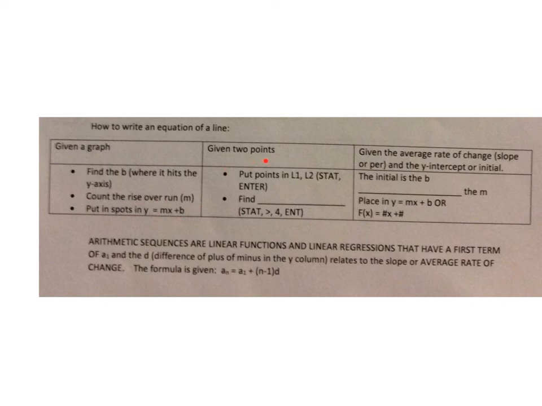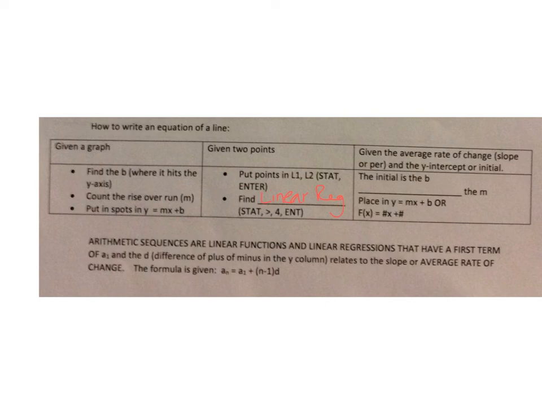Given 2 points, the easiest way is by using your calculator. You're going to put your points into L1 and L2. Then you're going to hit stat enter. By hitting stat enter first, you can go ahead and put them into L1 and L2. Then you're going to hit stat calc 4 and find your, and let's write it in there in case you forgot, your linear regression. So your linear regression. Stat calc 4.